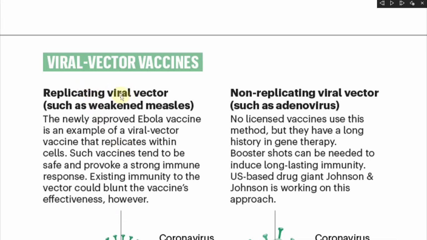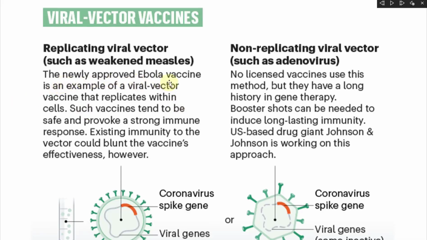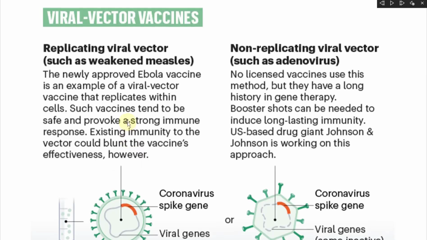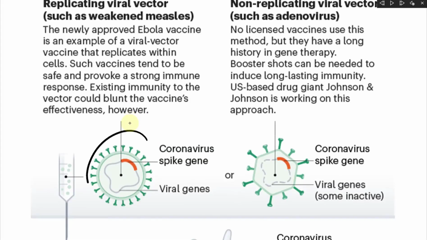So with replicating viral vectors, such as a weakened measles virus, you use that as the vector. The newly approved Ebola vaccine is an example of a viral vector vaccine that replicates within cells. Such vaccines tend to be safe and provoke a strong immune response. However, existing immunity to the vector, not the target virus, could blunt the vaccine's effectiveness. That's interesting. So you'll have a weakened measles virus like here, and there's a viral gene, etc. What you're going to do is modify it so that the spike it produces is actually the coronavirus spike, and this one can replicate and so on.